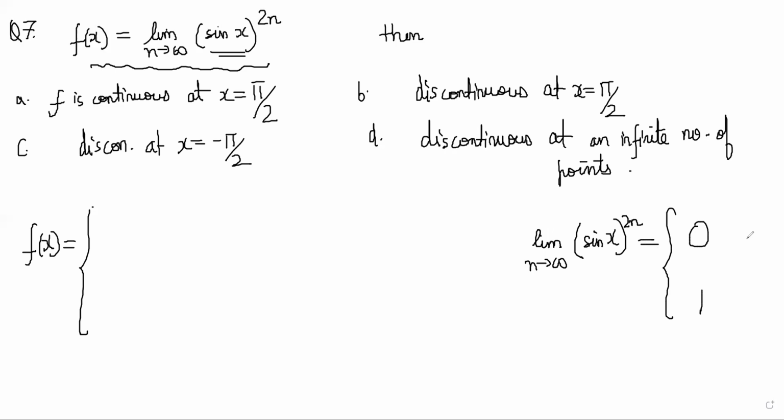It will be 0. This is when mod sine x is less than 1, and this is when mod sine x is equal to 1, right? Now, equality is discontinuous at that point, clearly.